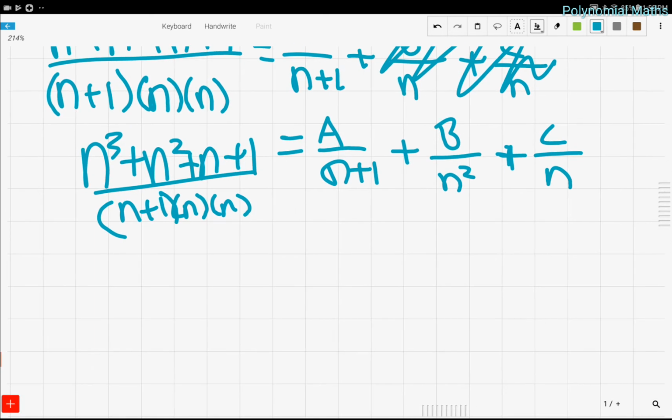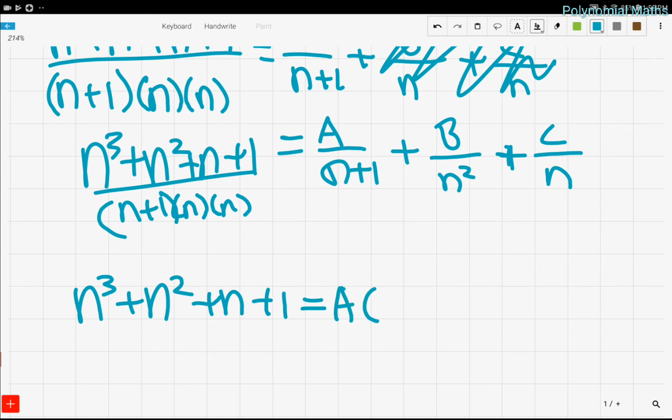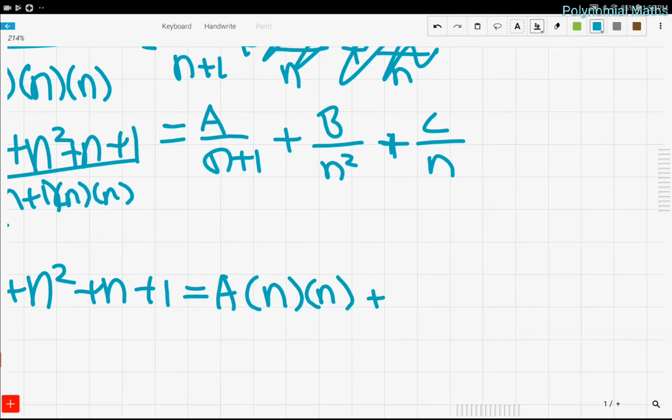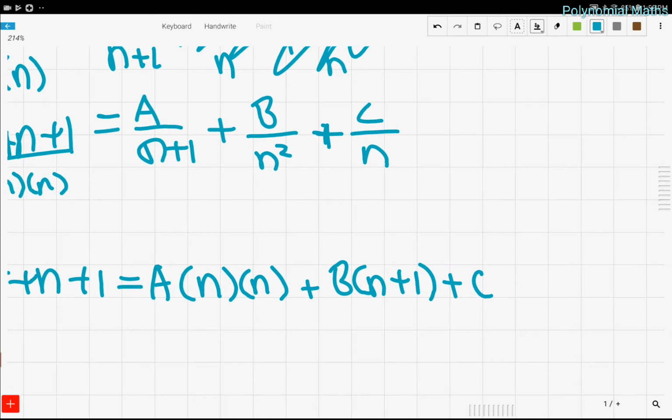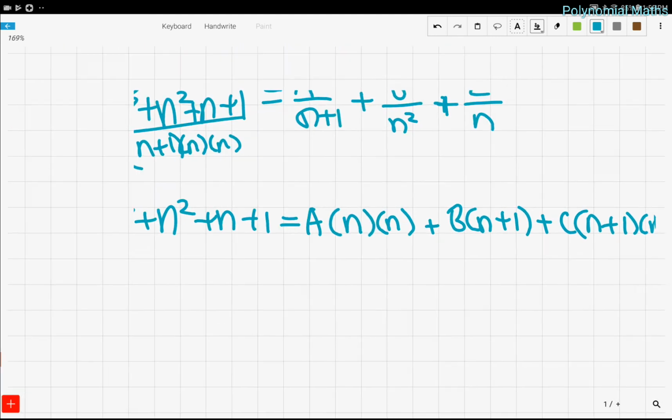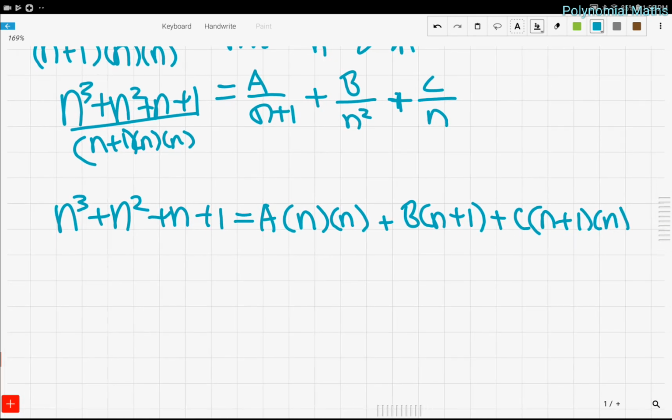So let's just go ahead and do that. So we end up with n cubed plus n squared plus n plus 1 equals A times n squared plus B times n plus 1 plus C times n plus 1 times n. And from here, it seems pretty simple because we have our normal case again. But there's a problem.